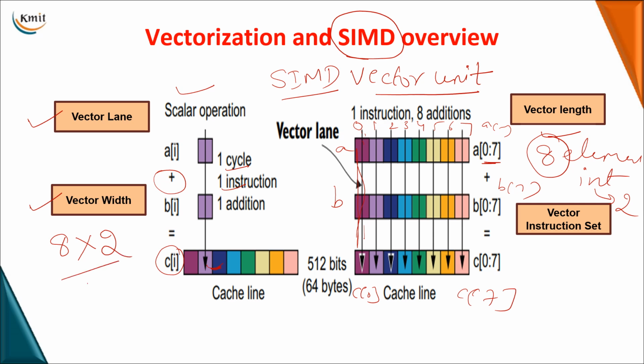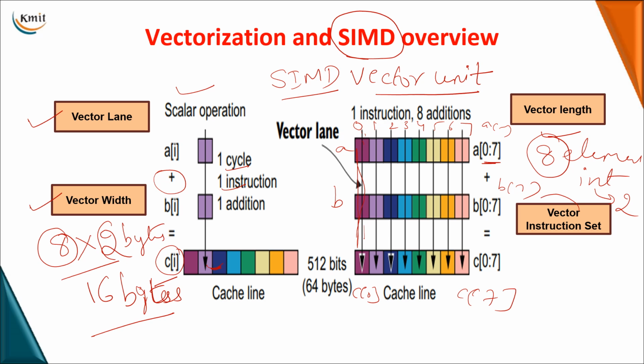So 8 into 2 will be 16. Vector width is usually represented in bits. Length is a normal integer value. So 8 values, each value of 2 bytes of memory. So here it is 16 bytes. Sorry, 16 bytes of memory will be occupied.